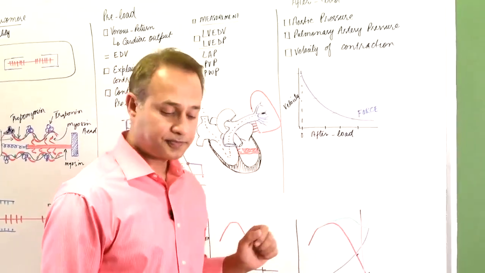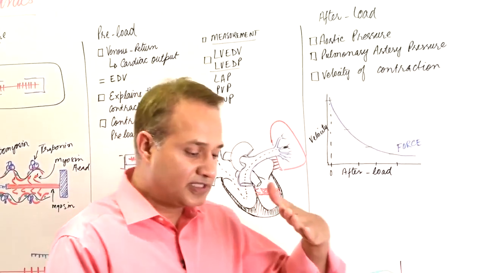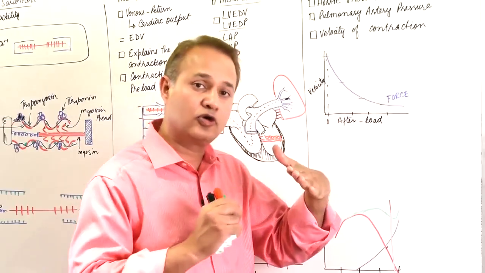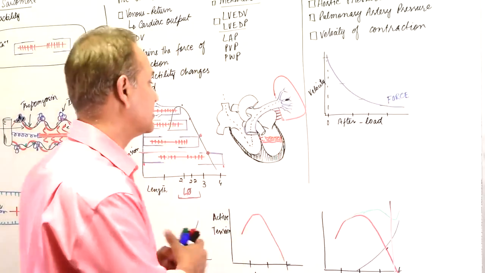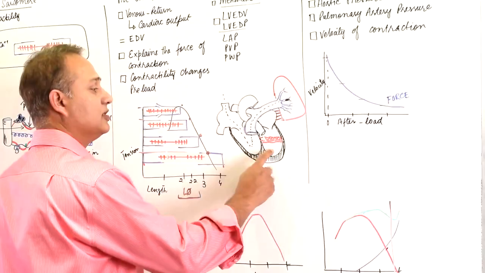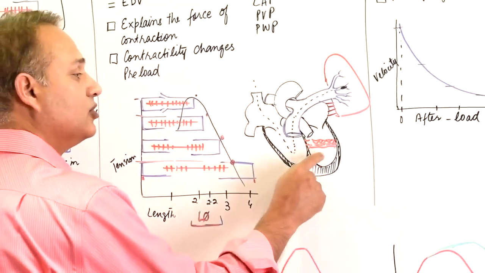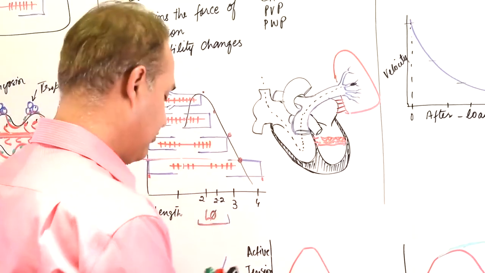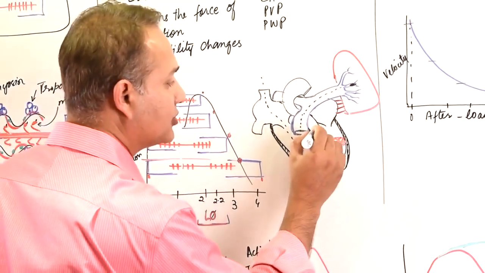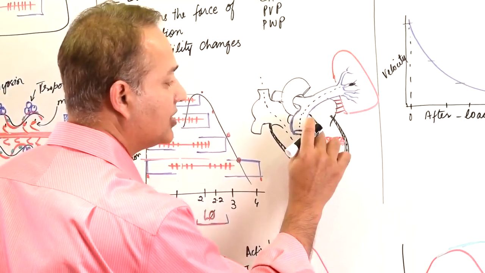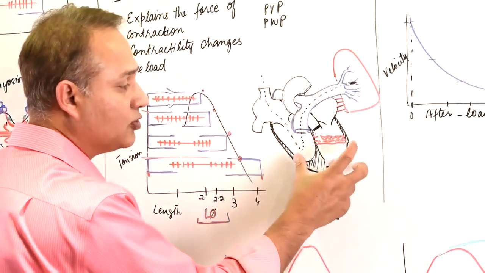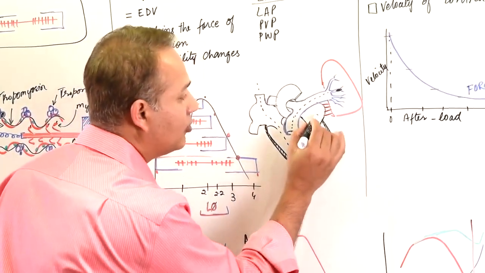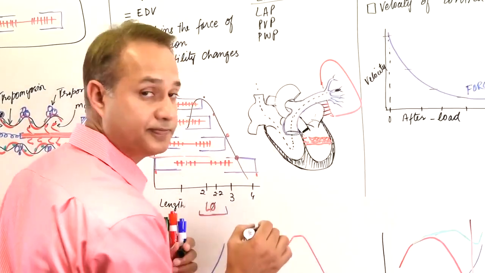Now afterload. Afterload is the resistance against which the heart is going to pump to move the blood out, to eject the blood. So what is the resistance? Let's look at the heart. For the left ventricle, it has to squeeze the blood to move that blood into the aorta. Remember that at the end of diastole, aortic valves are closed. These valves are closed, and the ventricle is in diastole. After filling, it's going to start squeezing, it's going to go into systole, and when it is squeezing, the blood cannot go back to the atria because these valves are going to close.